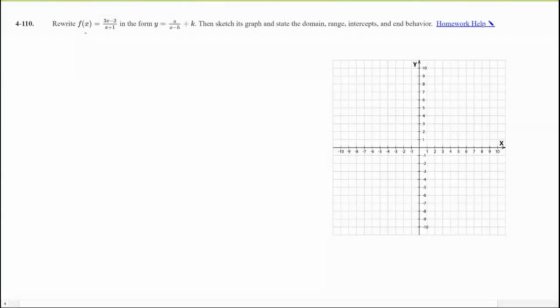Here I'm asked to rewrite f of x in transformation form, sketch the graph, get domain, range, intercepts, and end behavior. So quite a bit to do here. I will start by rewriting it.